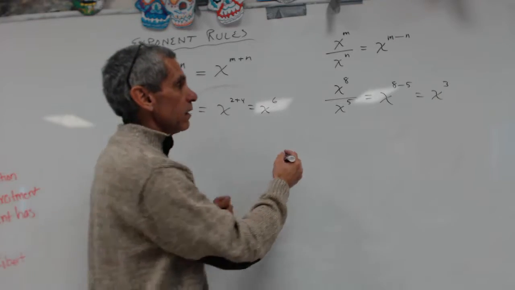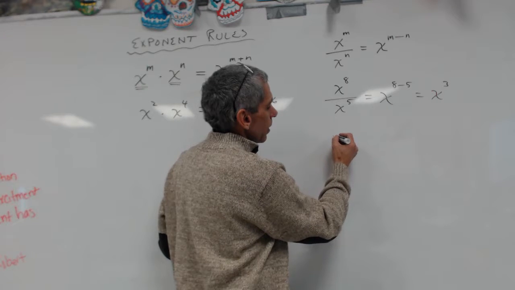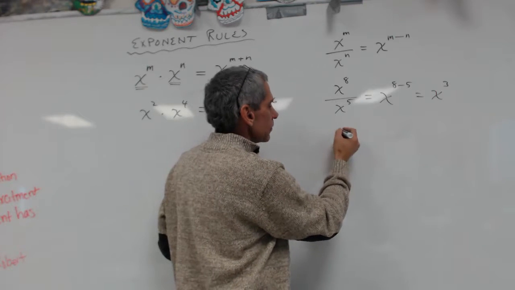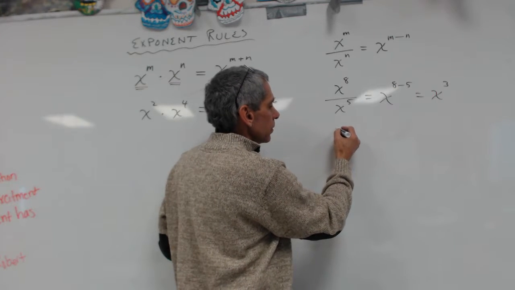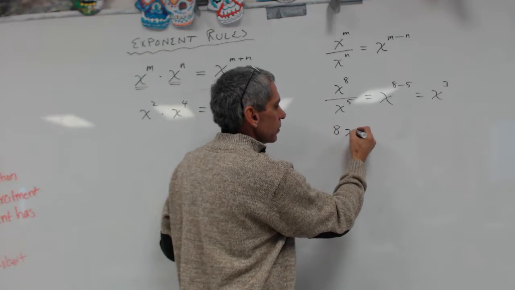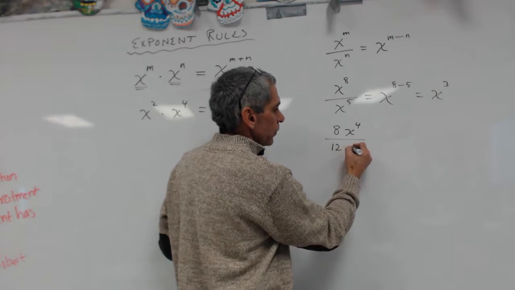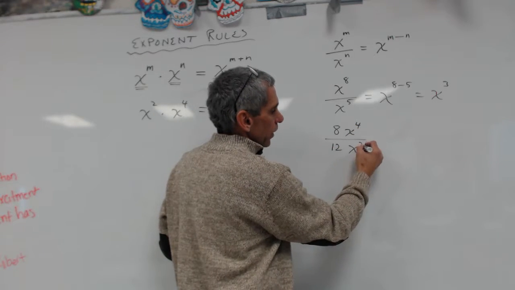And if I gave you a harder one, right, that looked like this, what if I gave you 8x to the 4th over 12x squared.